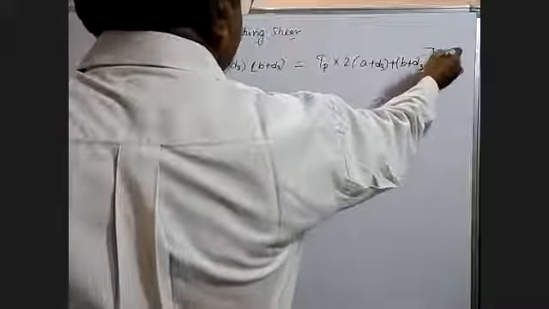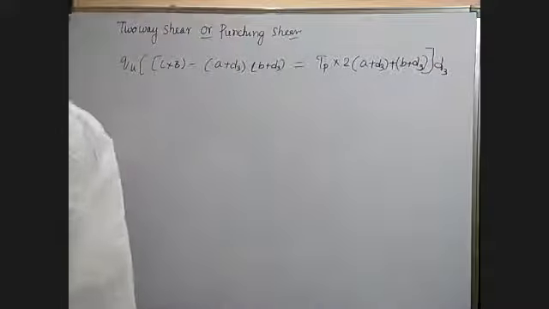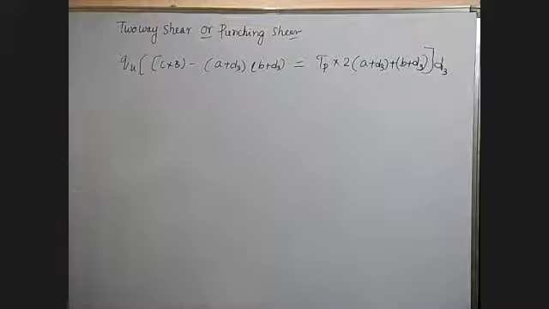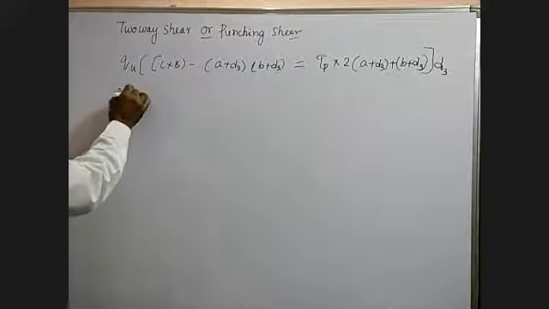into D. Here, instead of D, take D3. So this is the punching shear formula. Now substitute all the values here. Qu is equal to 266.21.